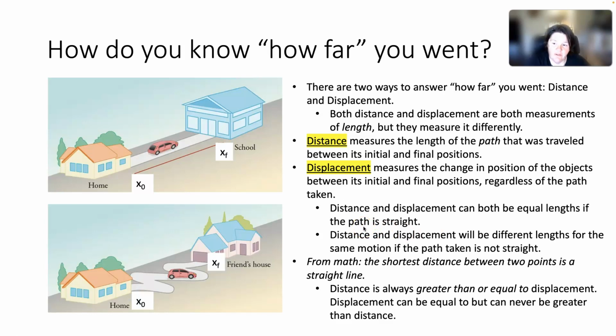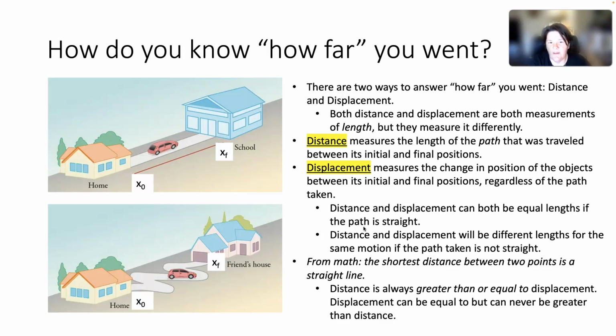So to answer how far you went to school, there's actually two different ways you can answer this. You can answer with distance, the distance to school, or your displacement. Both of these are going to measure length, but they're going to measure it differently. Distance is going to measure the length of the path that was traveled between the initial position and the final position. So if your car had any twists and turns, if the path wasn't necessarily straight, distance would measure the entire path that you traveled. And that's actually what your odometer in your car, the thing that tells you your mileage, does. It's going to measure the distance you travel.